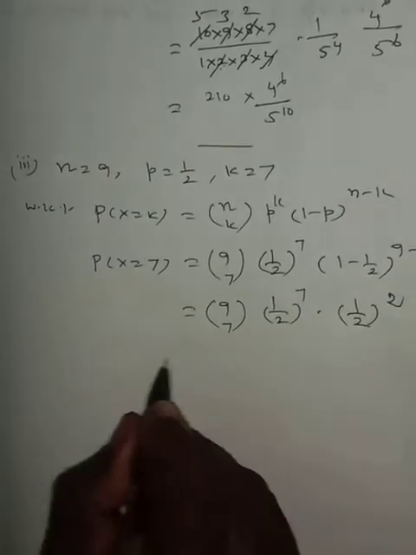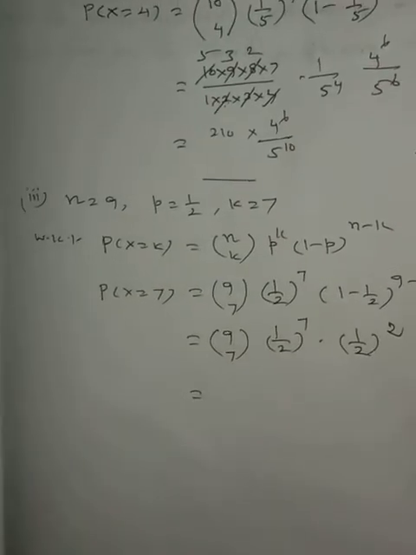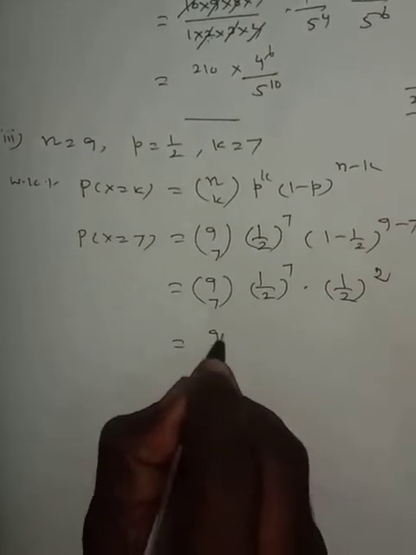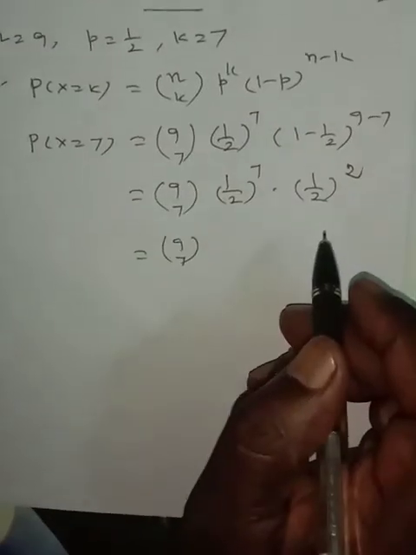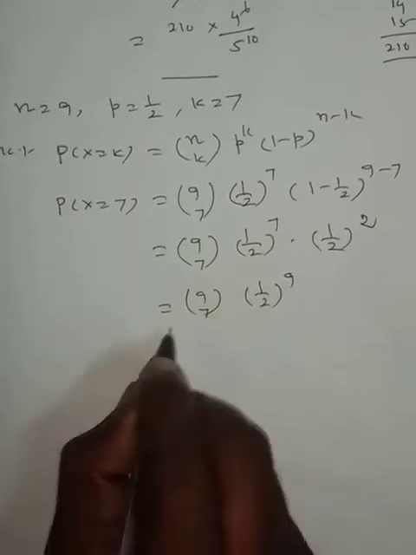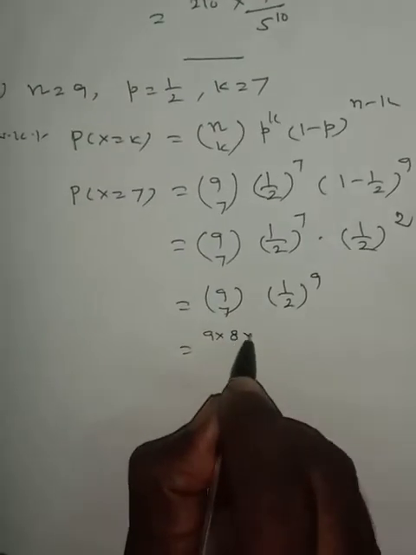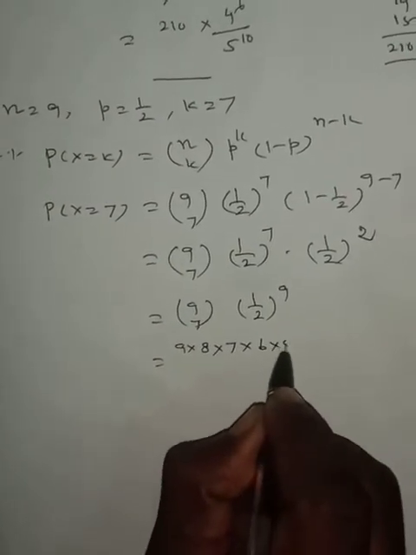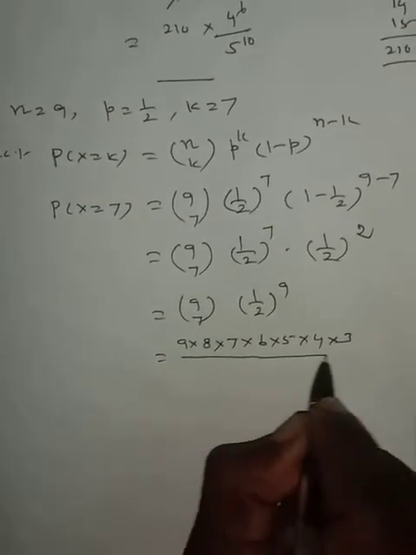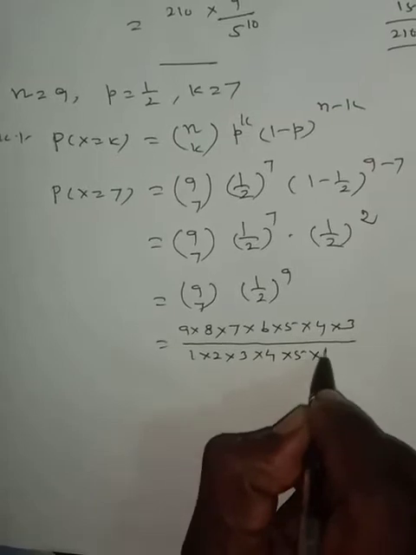So 9C7, 1 by 2 whole to the power of 7 plus 2 is 9. 9C7 means 9 into 8 into 7 into 6 into 5 into 4 into 3 divided by 1 into 2 into 3 into 4 into 5 into 6 into 7.